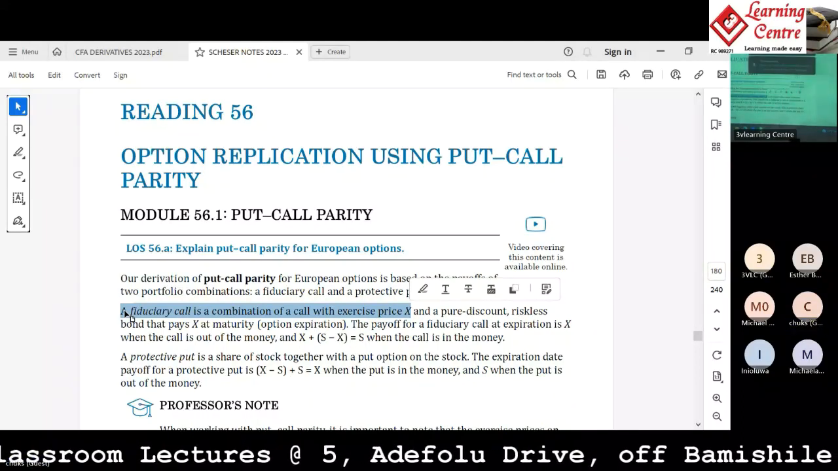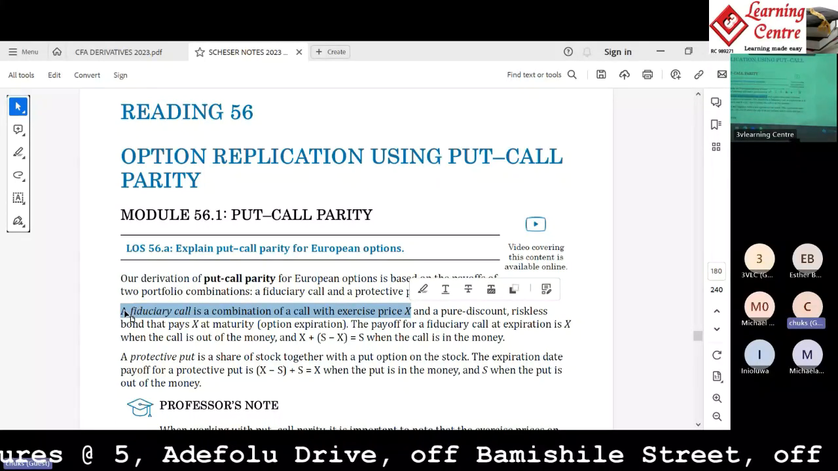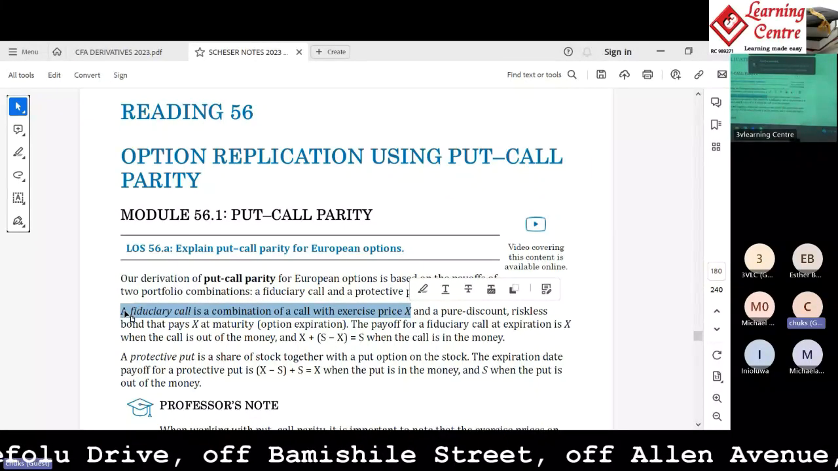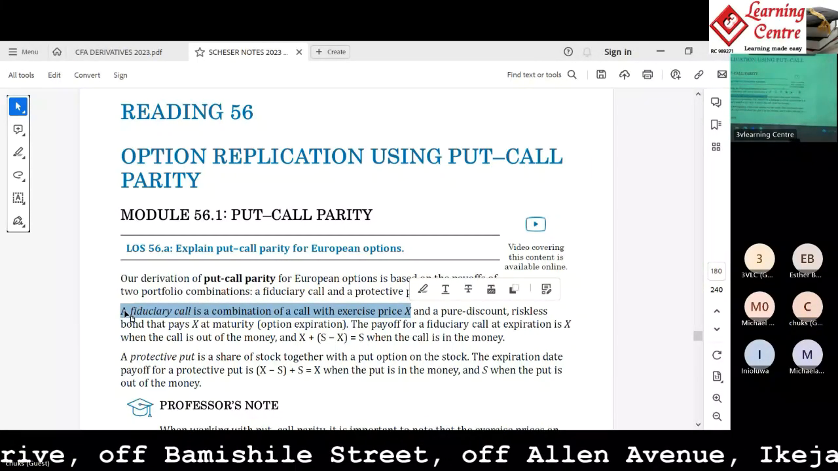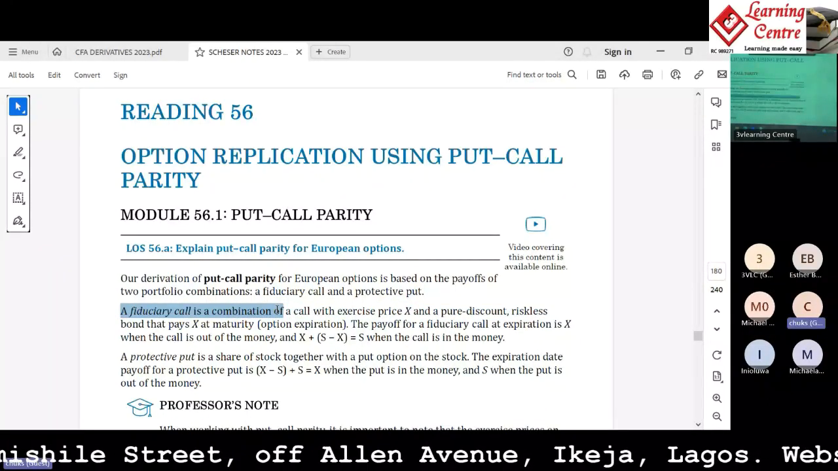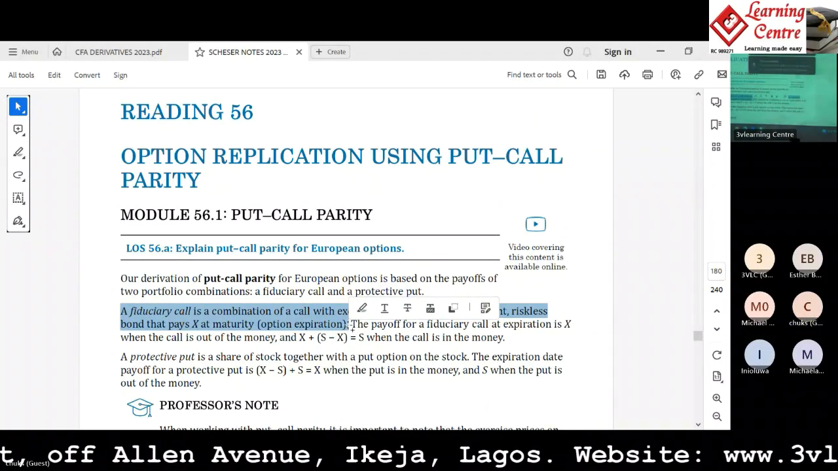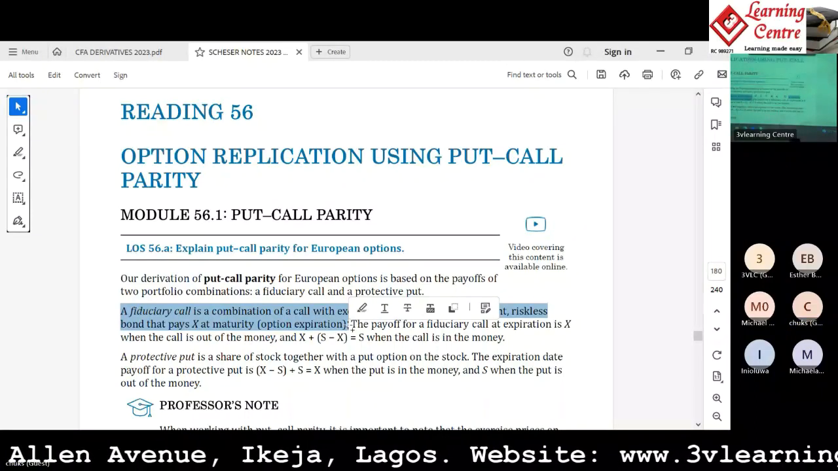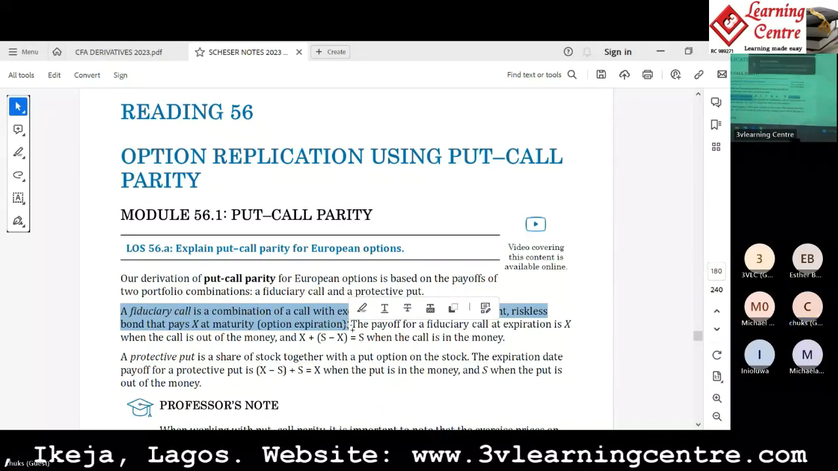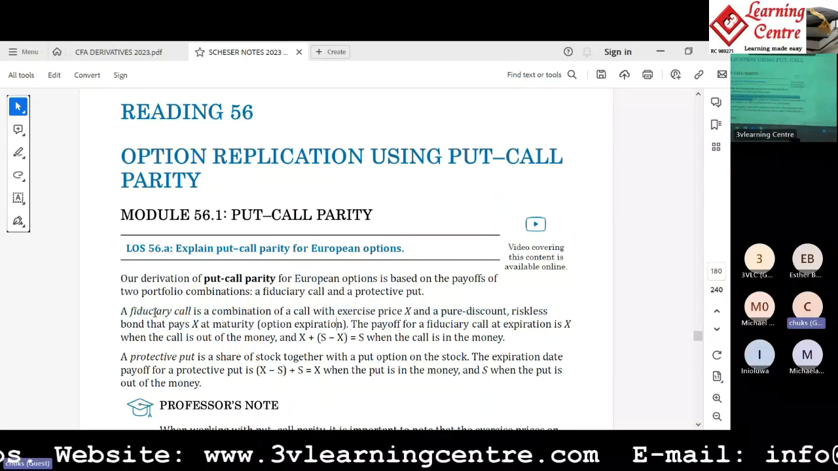What does that mean? If you remember, for the exercise price, which is the future value, I want to discount it to a price today, so I can know what it is worth today. So the fiduciary call says that I want to buy, okay, so the option of Ini buying a phone. Ini wants to buy a phone from Esther in 3 months' time for 500K. He has agreed a price with her. That's the call option part.